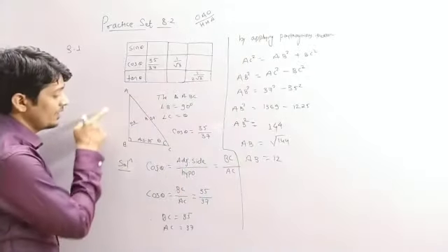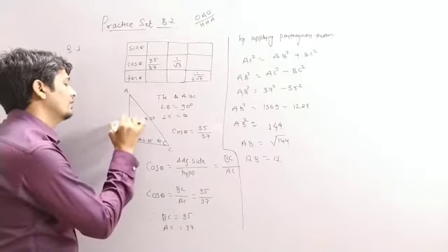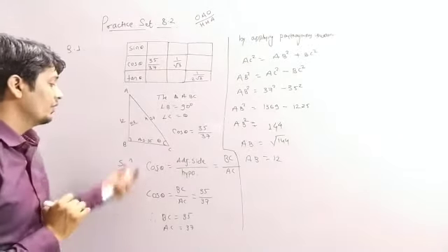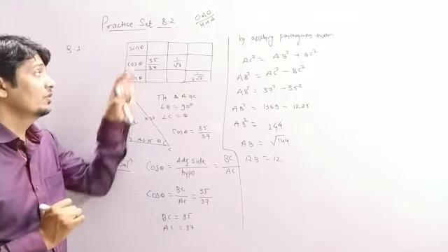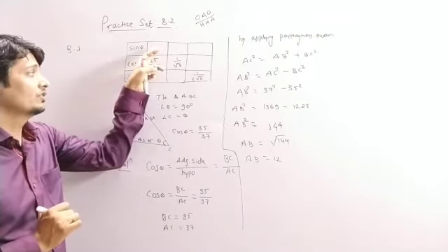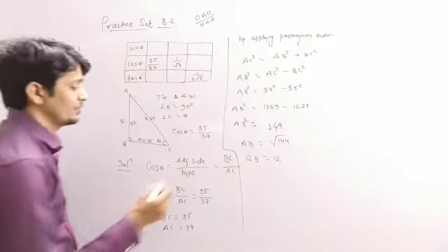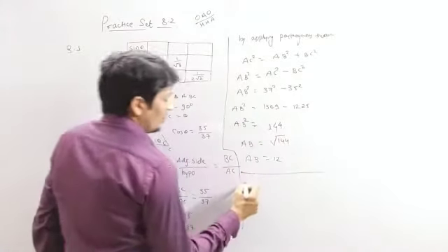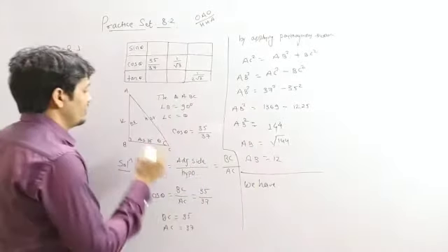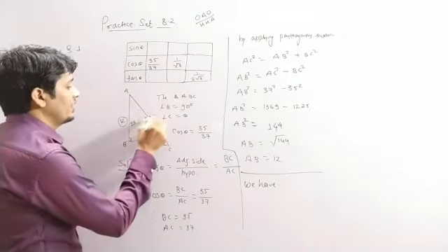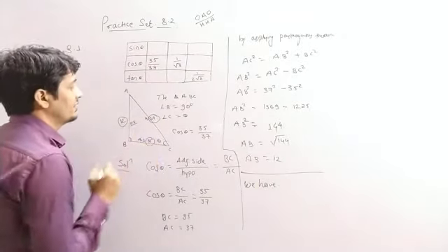So what is AB now? It is 12. Very simple. So we have the values of all the sides. That means we can derive the ratios for sin theta as well as tan theta. So we have to write here 12, here we have 37 and 35.